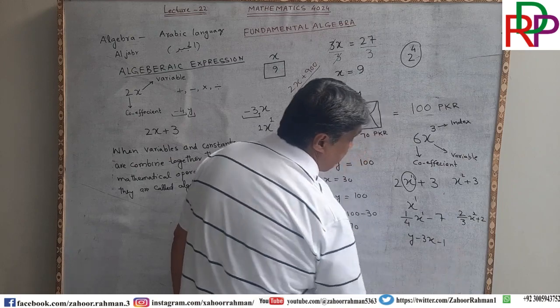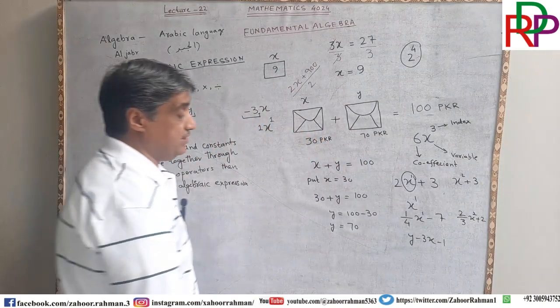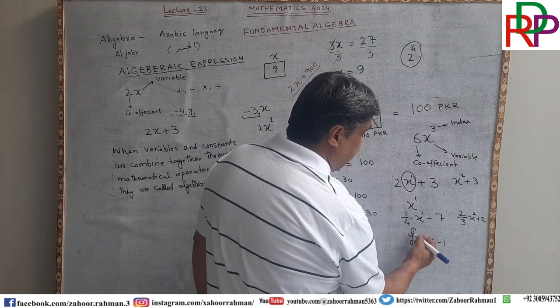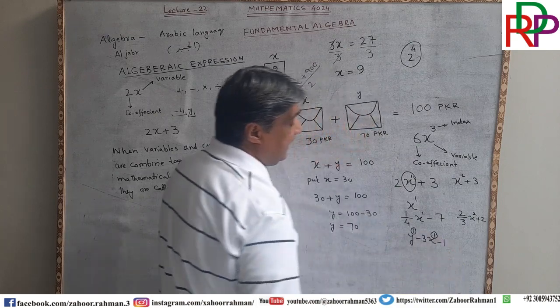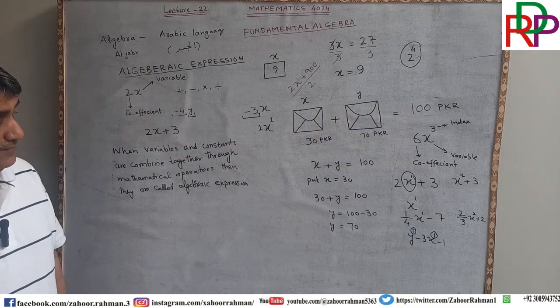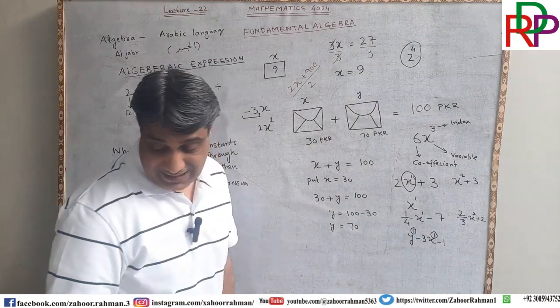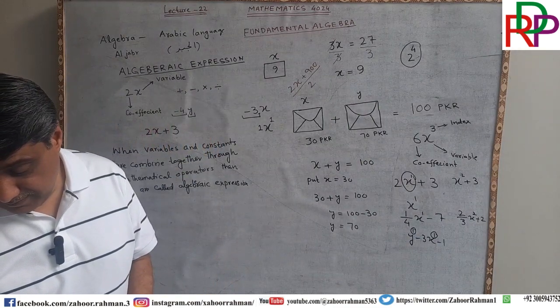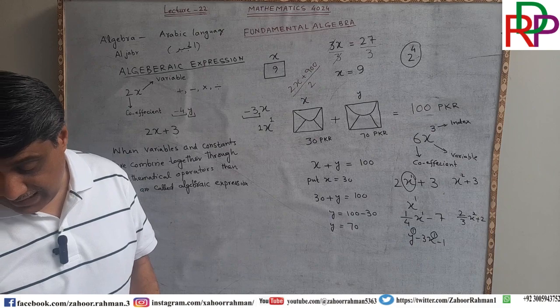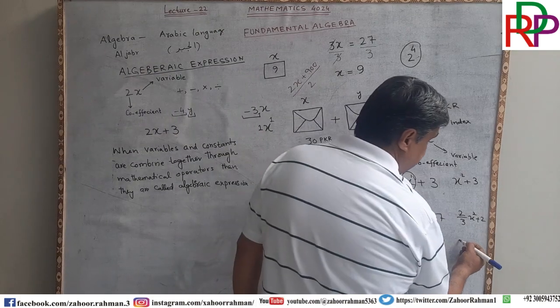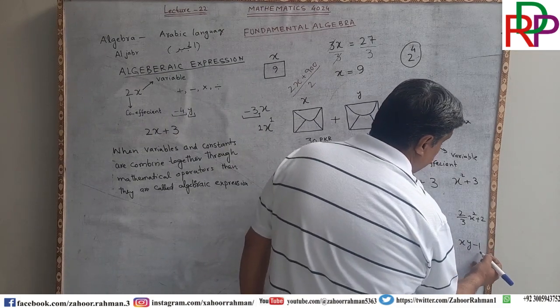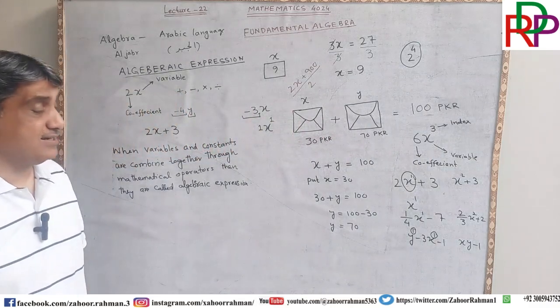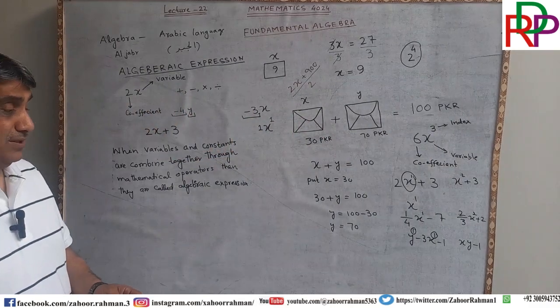Similarly, y minus 3x minus 1. This is a linear expression because all the variables are carrying 1 as their index. So this is a linear equation. But xy minus 1 is not. xy minus 1 is not a linear equation.